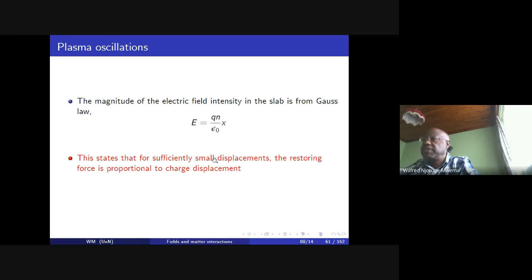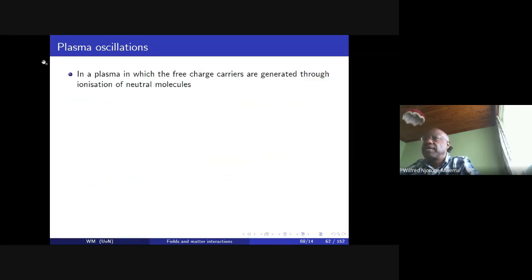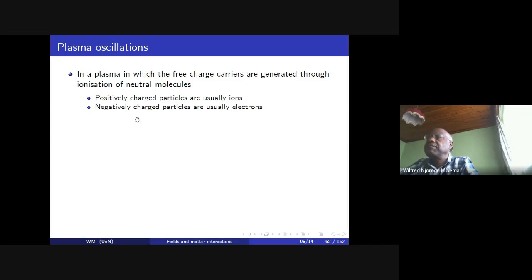And this states that for sufficiently small displacements, the restoring force acting on the slab will be proportional to the charge displacement. And this is just the condition that we require for simple harmonic motion, which is an oscillation. So in a plasma in which the free charged carriers are generated through ionization of neutral molecules, the positively charged particles will usually be ions, and therefore they will be of a much greater mass than the negatively charged particles, which are usually electrons.